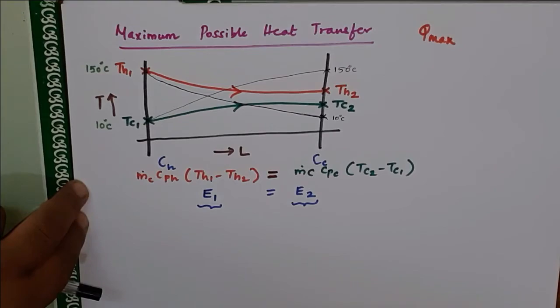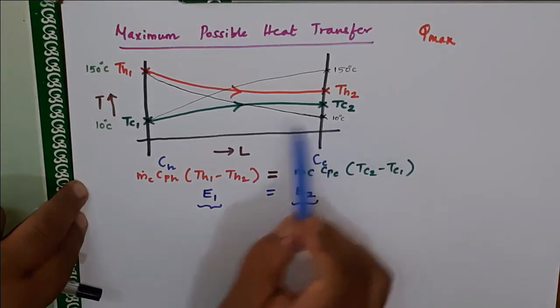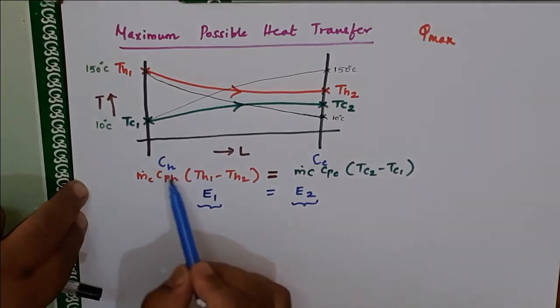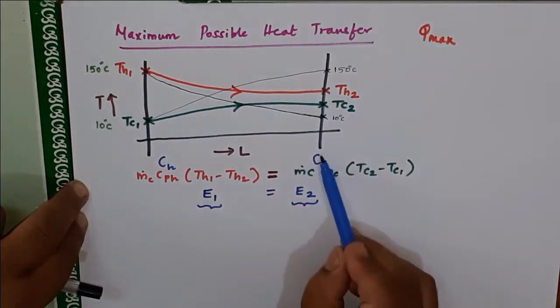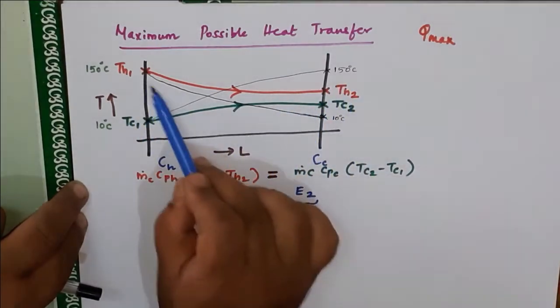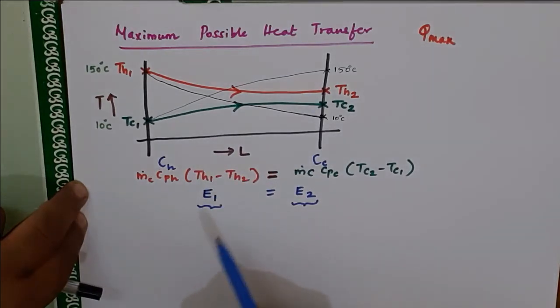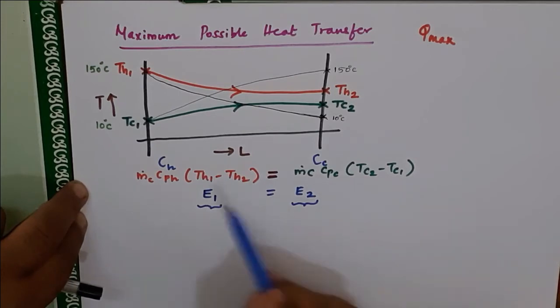To be very simple, if the hot fluid is undergoing a maximum temperature drop, say the hot fluid drops from 150 by 10 degrees, it means its heat capacity is low. Similarly, if the cold fluid goes from 10 degrees to a maximum temperature of 150, its heat capacity is low. But both the maximum temperature drop and the maximum temperature rise will not happen at a time. Either one fluid will experience a maximum temperature drop and the other fluid will experience a minimum temperature rise, or one fluid will experience a maximum temperature rise and the other a minimum temperature drop.